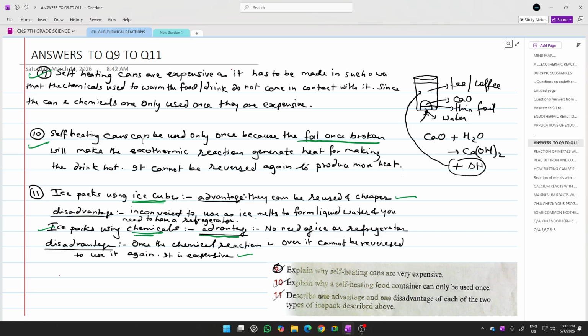Now let us see what is the answer for question number 10. First, let us see what is question number 10. So here you can see question number 10.